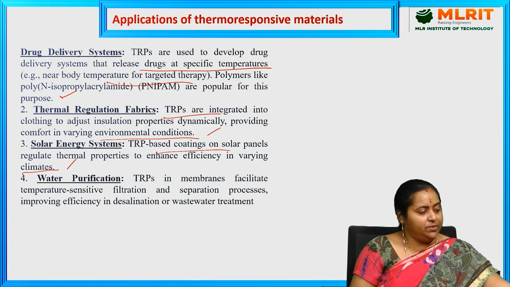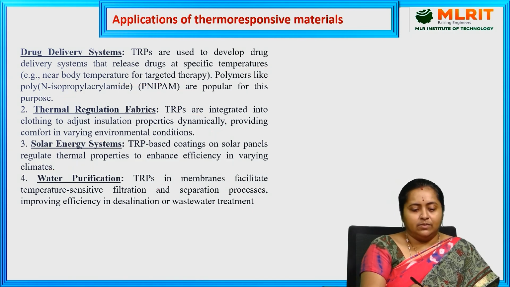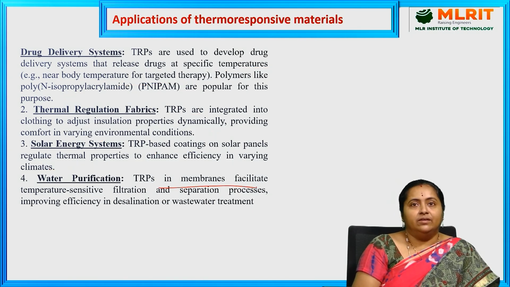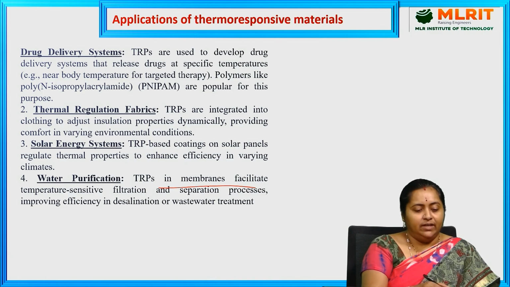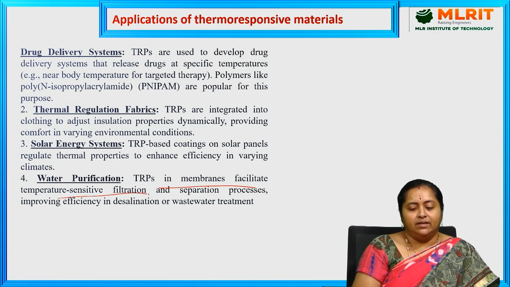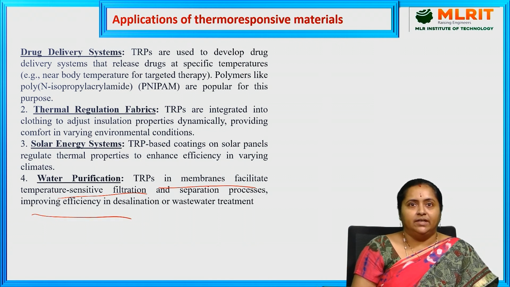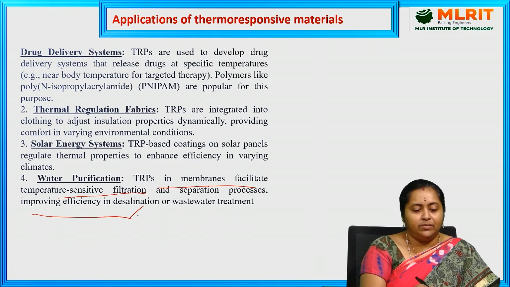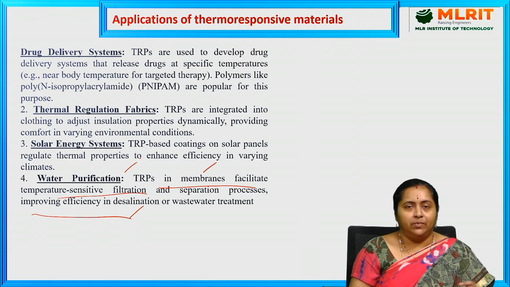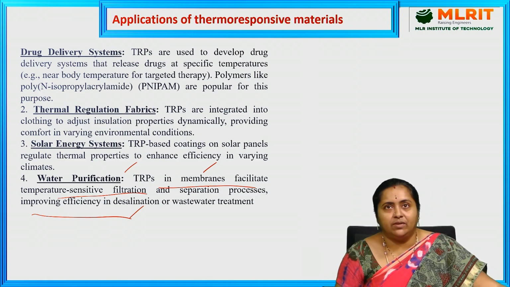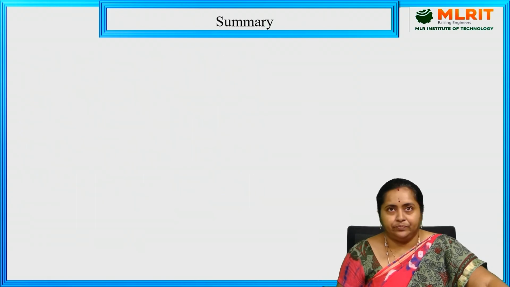And then in water purification these are also used as membranes for filtration purposes. In membrane filters, these are able to facilitate temperature sensitive filtration, and separation processes are also possible. This is able to improve the efficiency in desalination or wastewater treatment. Desalination means hard water has a lot of salt content that can be easily removed when these membranes have this kind of thermoresponsive polymers. And even in wastewater treatment it has applications.